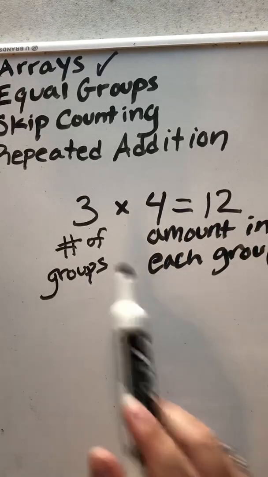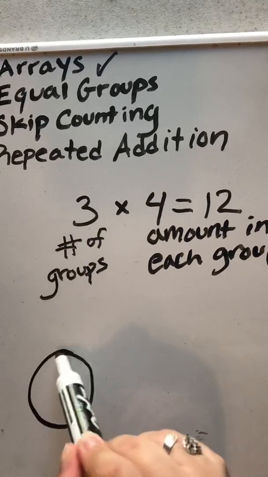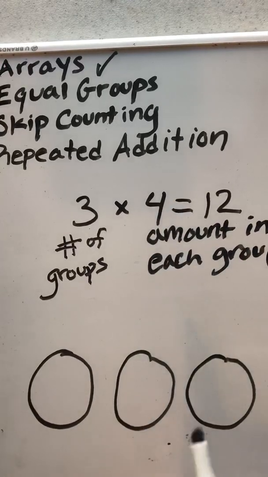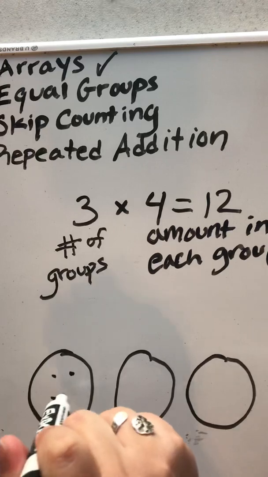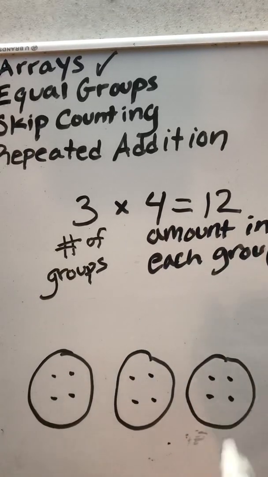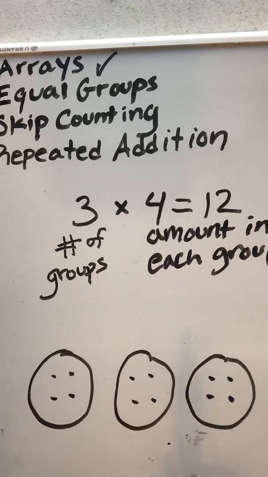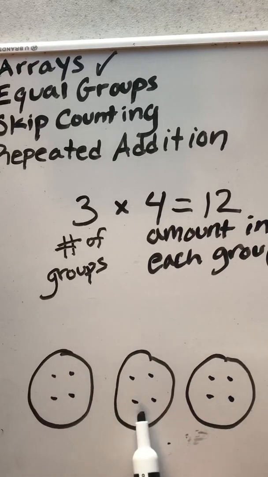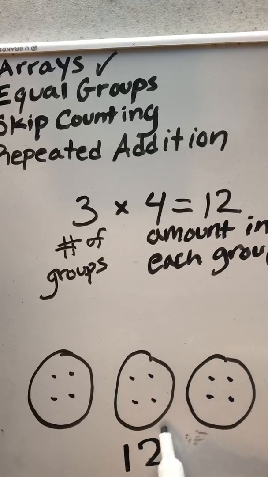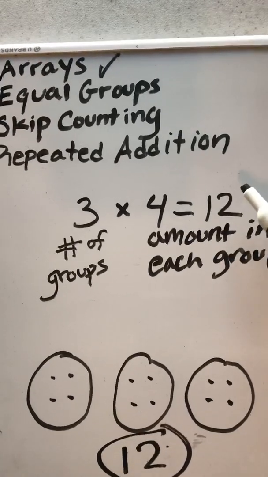And if that's the case, I would draw 3 groups with 4 in each group. 1, 2, 3, 4, 1, 2, 3, 4, 1, 2, 3, 4. I count them up now. 4 plus 4 is 8, plus 4 is 12. With my answer that I know is correct.